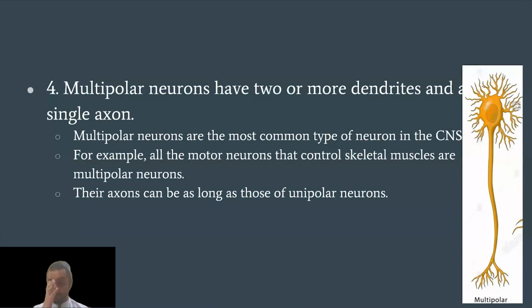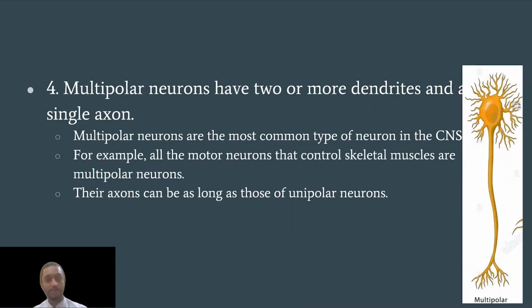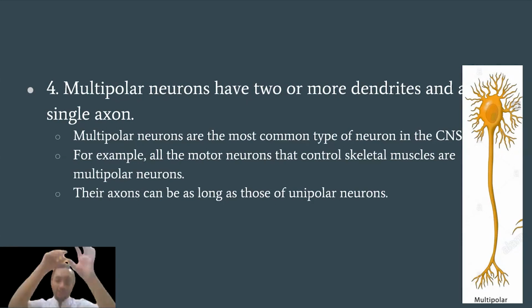Then you have multipolar neurons. Multipolar neurons have, oh, I think I've mixed the pictures up. Yeah, I think I mixed the pictures up. Just ignore the pictures. Multipolar neuron is this actually, right? This is a multipolar neuron. They have more than two dendrites and a single axon. This is what is mostly seen in the entire central nervous system, where you have a cell body and multiple dendrites, right? And then you have one long axon and then again multiple dendrites.